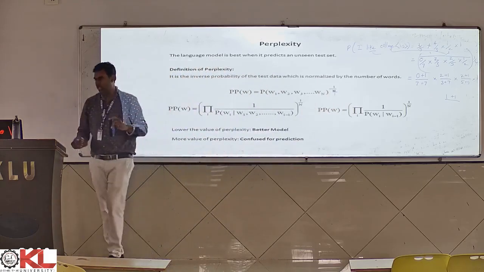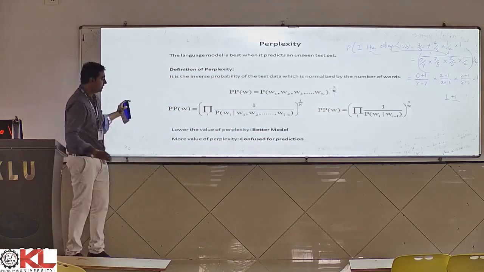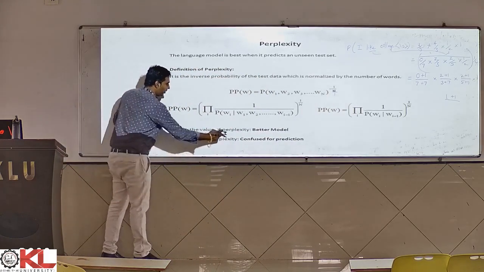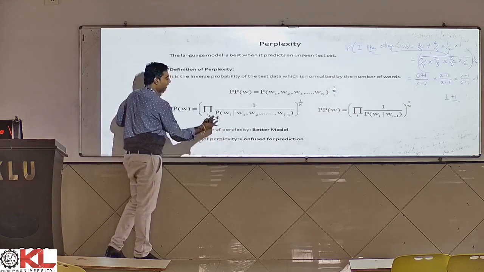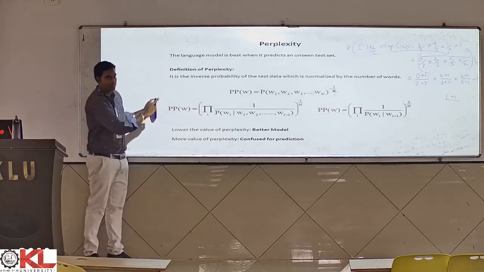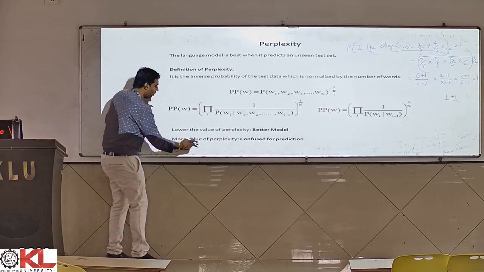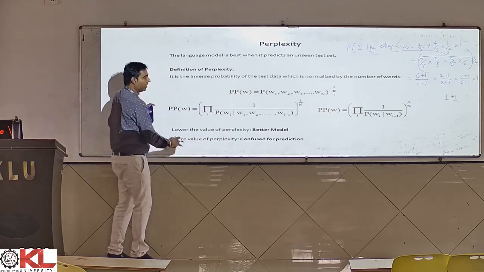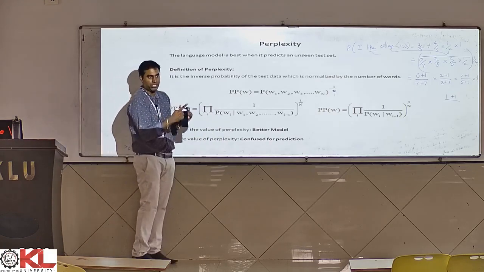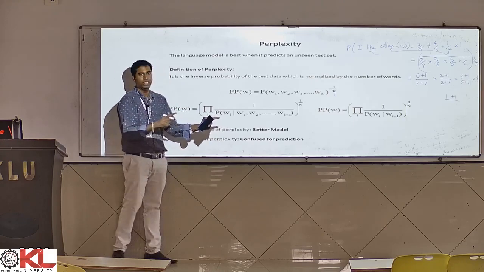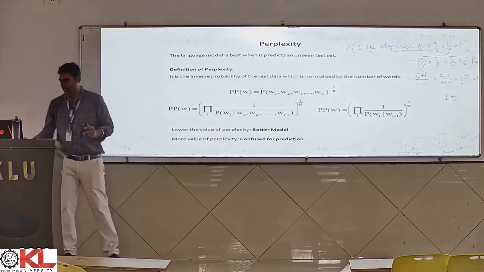I hope you understood. So the concept is, if the value of perplexity is lower, it is considered the better model. If the value of perplexity is higher, there will be so much confusion while predicting that particular word.